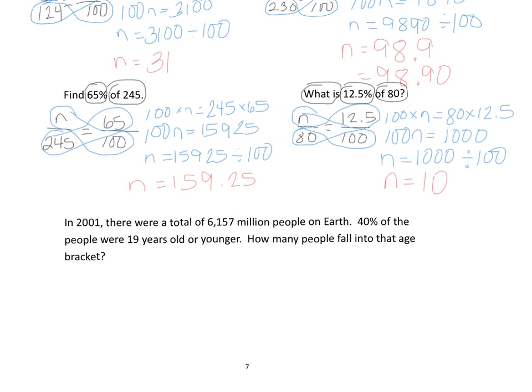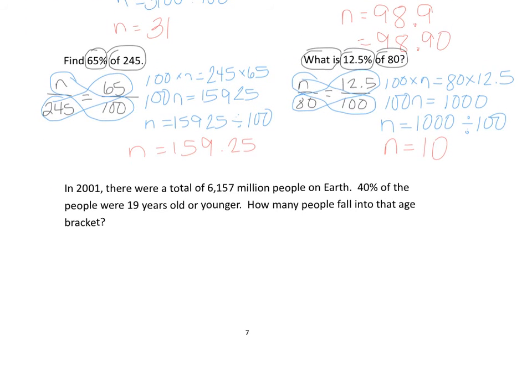Now let's try a word problem. In 2001, there were a total of 6,157 million people on Earth. 40% of the people were 19 years older or younger. How many people fall into that age bracket? Okay, so we know we're going to use a proportion because right now, the only way you all know how to solve percent problems is with a proportion.